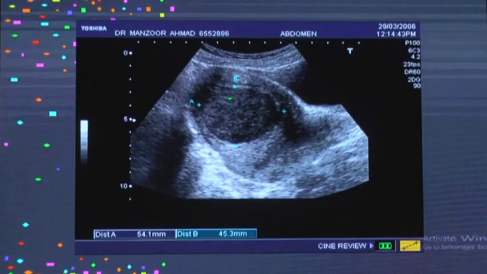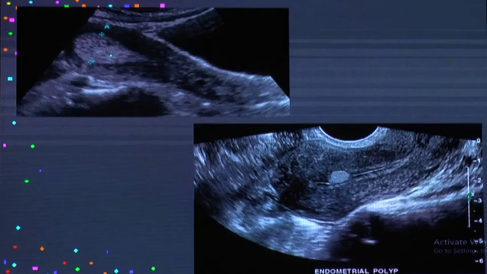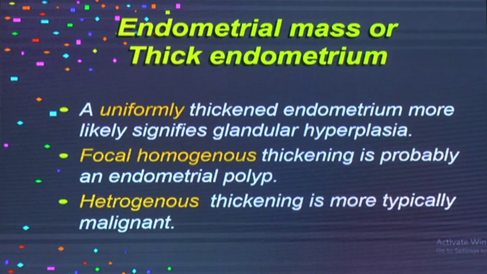Then it may be interstitial, surrounded by the myometrium on all its sides. And then it may be pedunculated, when there is a peduncular stem between the uterus and the mass. That is the pedunculated fibroid. Endometrial mass or thick endometrium, if it is uniformly thickened, most likely it is benign endometrial hyperplasia.